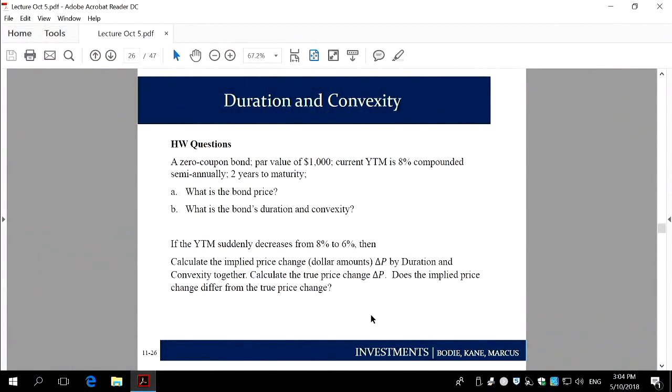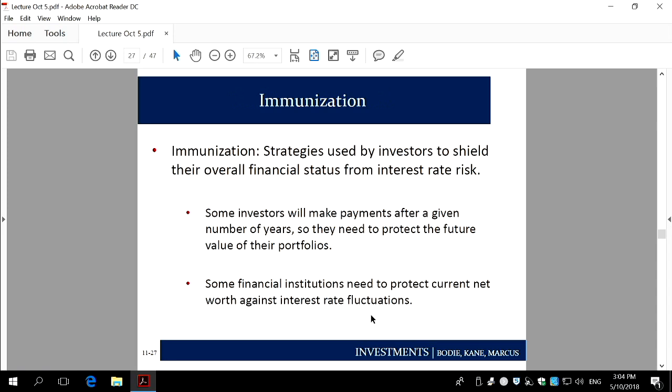Okay, now we move on. Talk about immunization. So what is immunization? Immunization is an investment strategy used by investors to shield their overall financial status from interest rate risk. So they just want to remove interest rate risk, and immunization is a strategy to eliminate interest rate risk, not completely, but effectively.